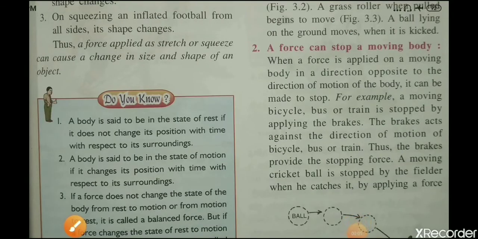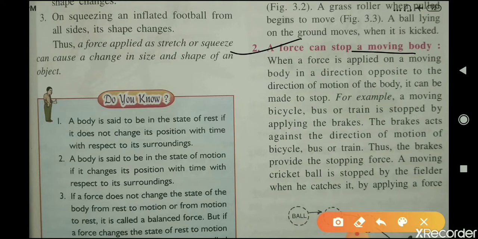Second one is a force can stop a moving body. Means by applying force we can stop a moving body. When a force is applied on a moving body in a direction opposite to the direction of motion of the body, it can be made to stop. Means if you apply the force in the direction opposite to the direction of motion of the body, then we are able to stop that body which is moving.